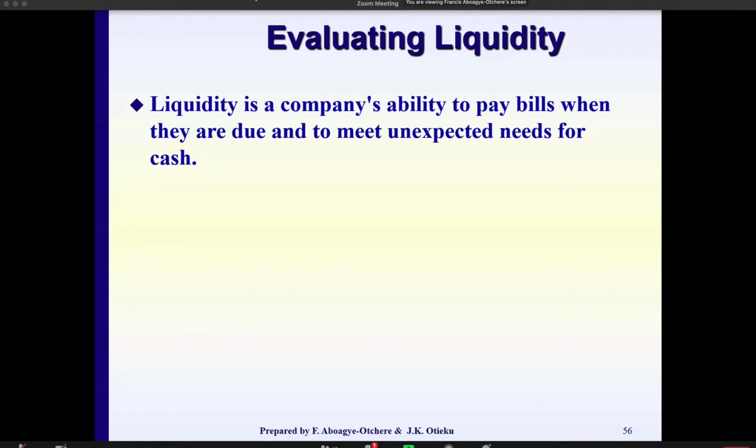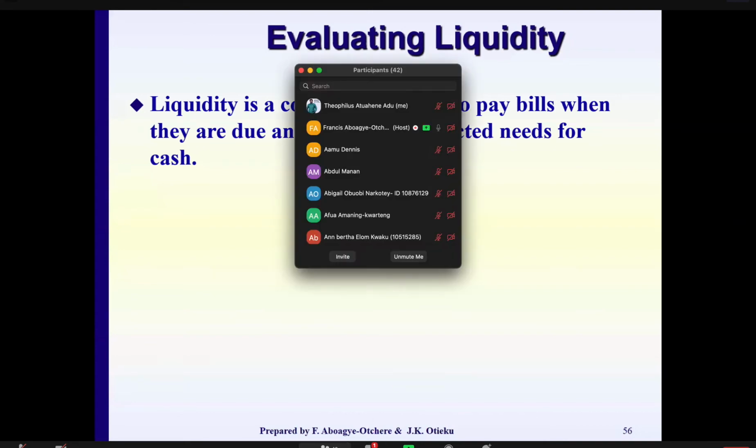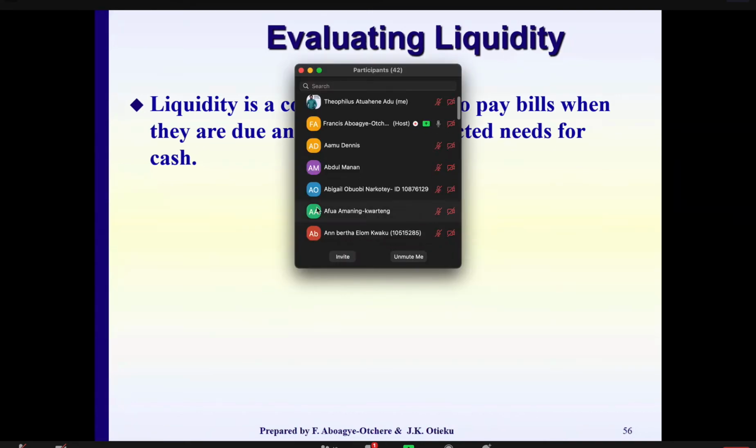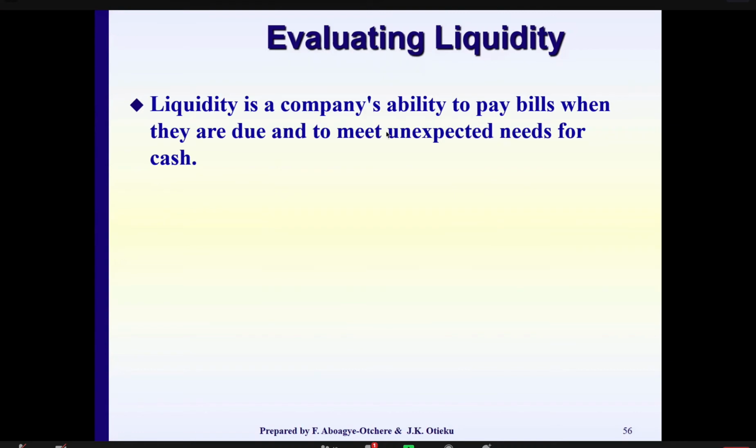So we discussed horizontal analysis for 2 years, and we said if we have a number of years' data, then we can extend it to more than 2 years, and we can say trend analysis. Then we also looked at vertical analysis or common size analysis.